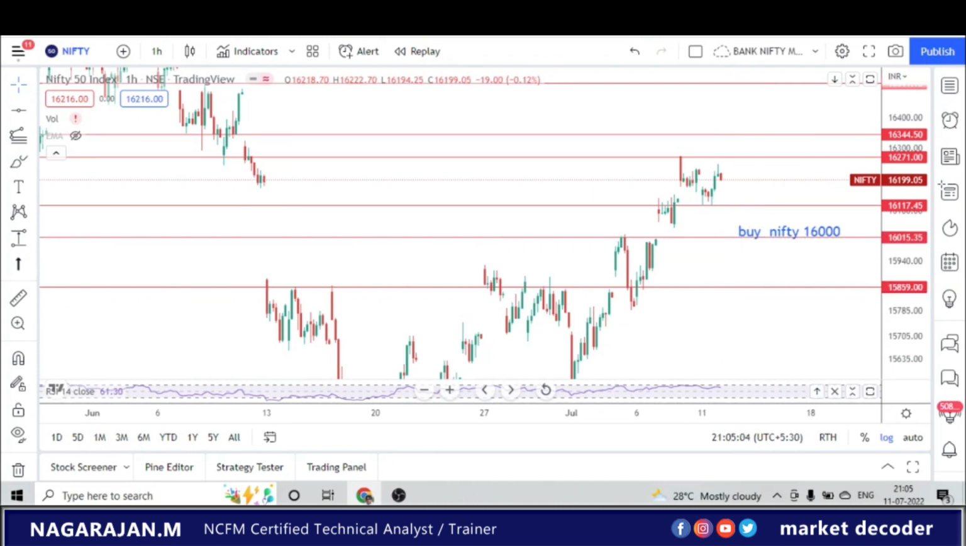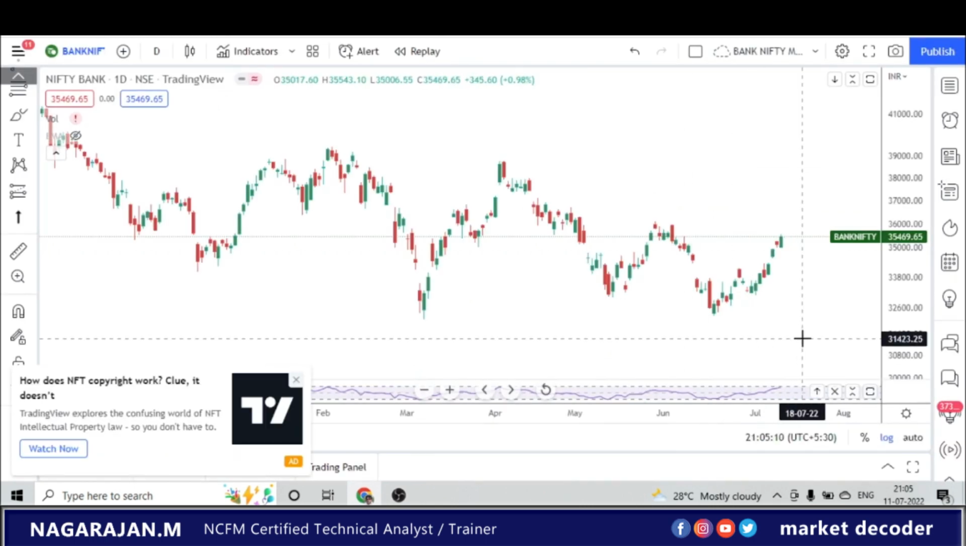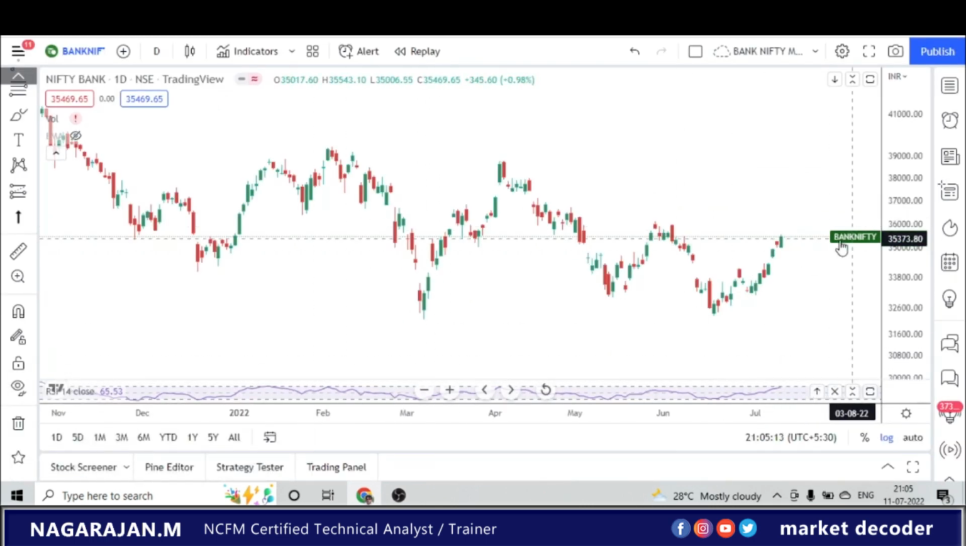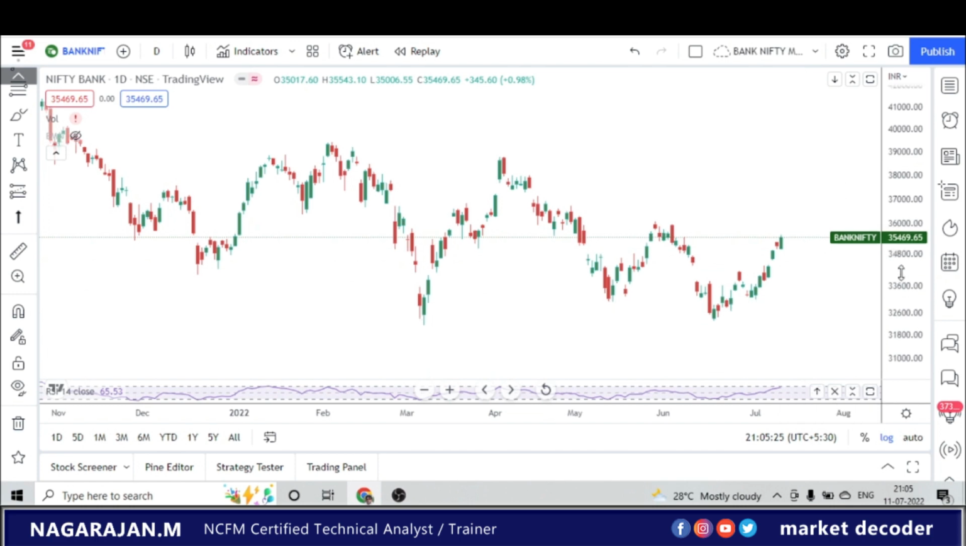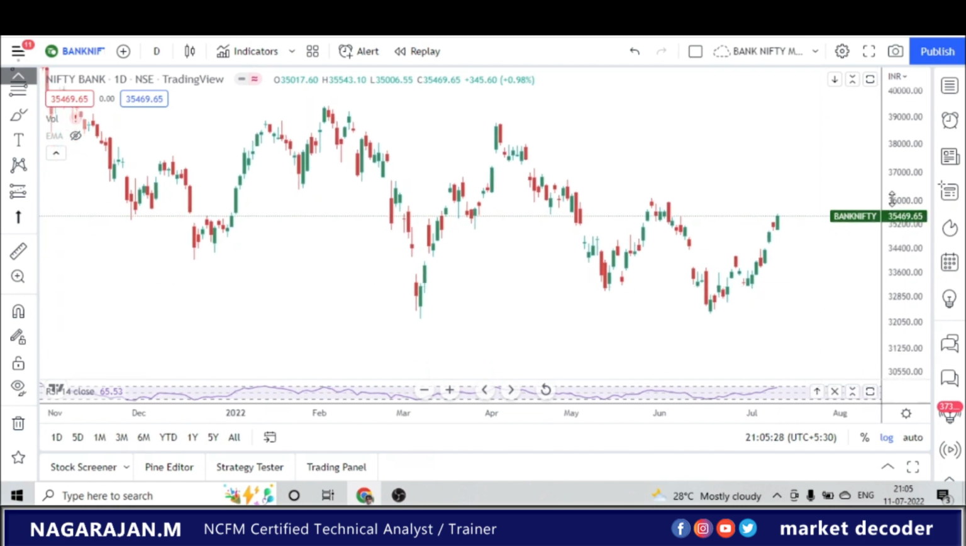We will move on to Bank Nifty. Bank Nifty daily is also looking very strong. There was a very small rejection, even though there was a gap down opening. Bank Nifty was able to manage that, and it closed at 35,469. So what can happen in the upcoming sessions is the big question.